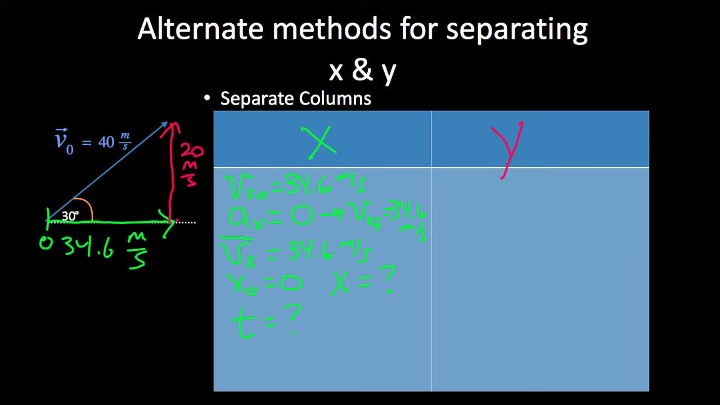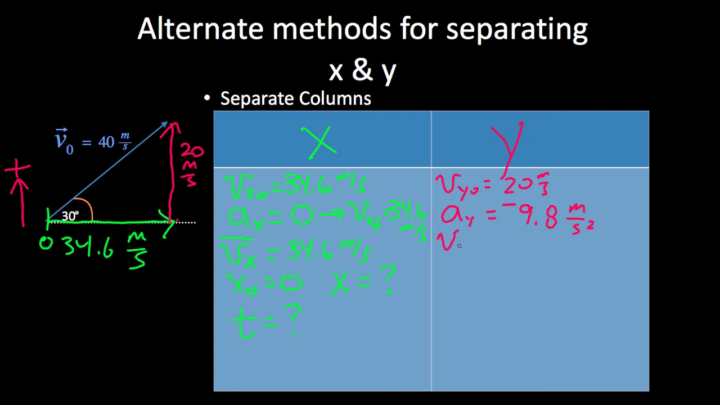For my y direction, I've got Vy initial is 20 meters per second. And we're going to assume that this is a symmetrical motion where it comes back down. So I know that the acceleration in the y direction is going to be 9.8 meters per second squared. Now there's something wrong with that. What did I do wrong? See if you can figure that out. Well, the problem is if I'm defining up as the positive direction, the acceleration isn't positive, it's negative. So I've got to include that.